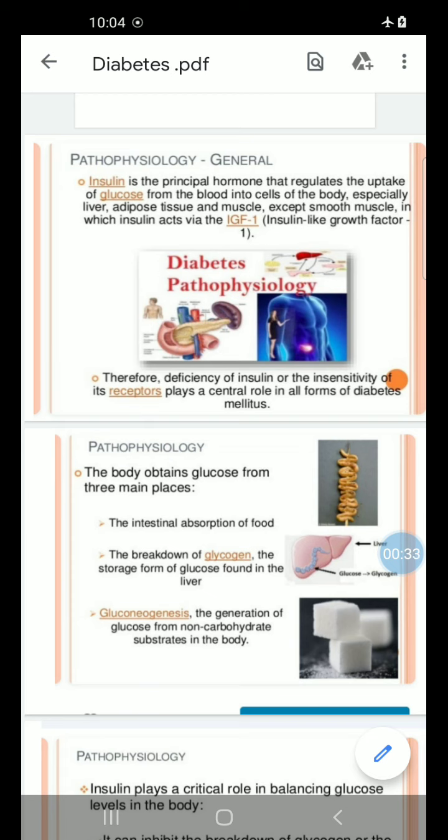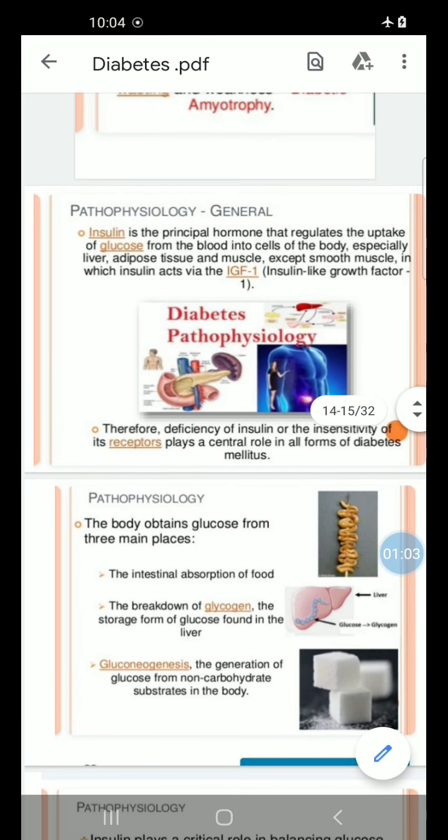especially the liver, adipose tissue and muscle, except smooth muscle, in which insulin acts via IGF-1, that is insulin-like growth factor. I am repeating: insulin is the principal hormone which regulates the uptake of glucose from the blood into the cells of the body, especially liver, adipose tissue and muscles, except the smooth muscle.